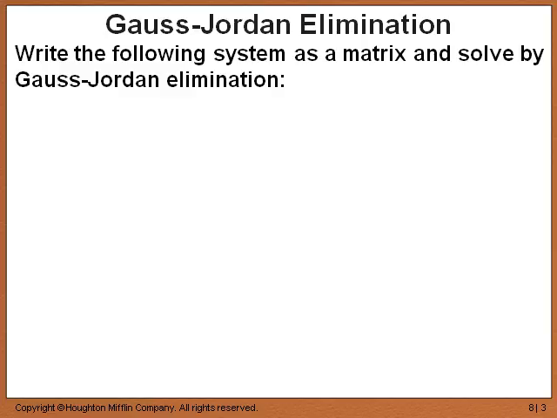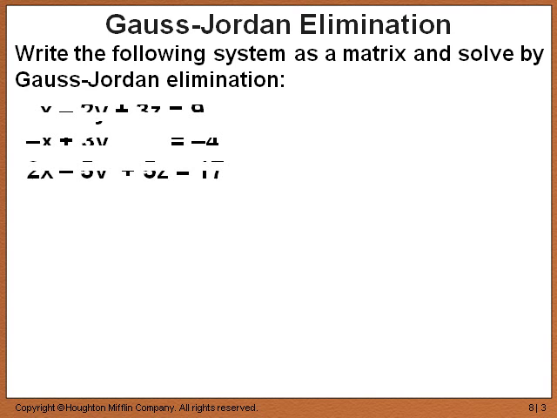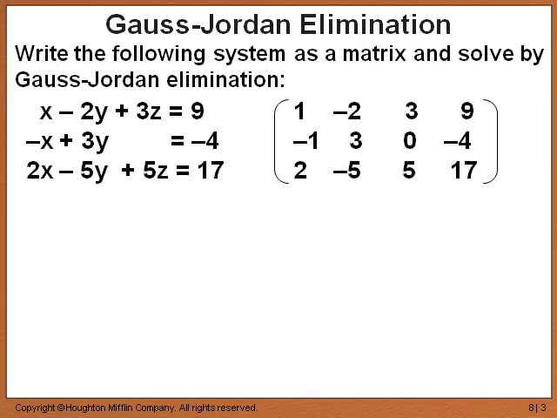Now we'll go through a specific example of Gauss-Jordan elimination. Write the following system as a matrix and solve by Gauss-Jordan elimination. Our system is x minus 2y plus 3z equals 9, negative x plus 3y equals -4, 2x minus 5y plus 5z equals 17. Writing this as a matrix, it's pretty simple: 1, -2, 3, 9; -1, 3, 0, -4; 2, -5, 5, 17.